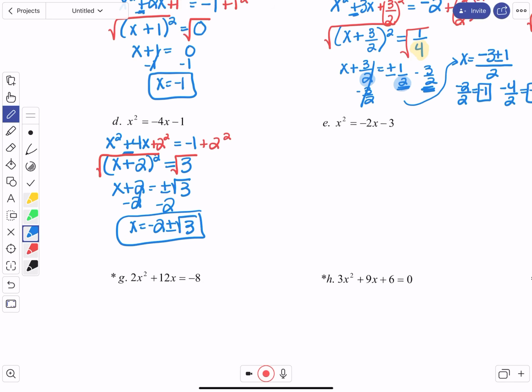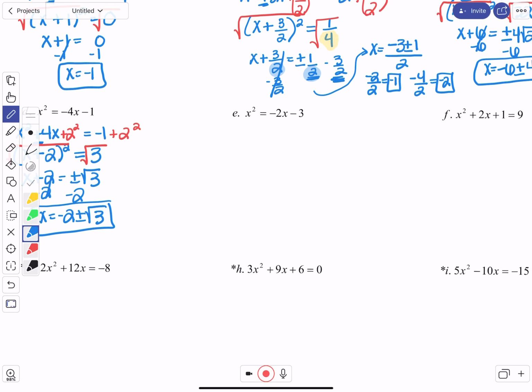All right, on E, kind of the same thing. I need to move that negative 2x over to the other side. Leave my space. Negative 3 is already on the right side. Half of 2 is 1. So I have plus 1 squared plus 1 squared. You got to do it on both sides.